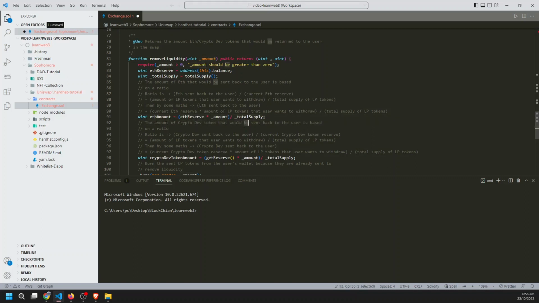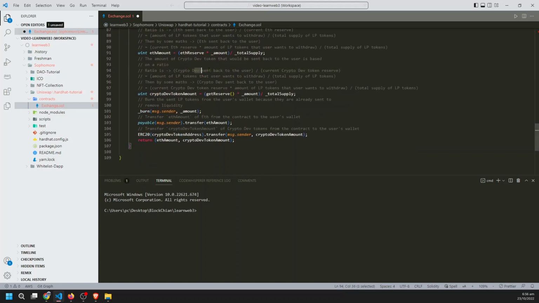The amount of crypto dApp tokens that would be sent back to the user is based on the ratio. The ratio is crypto dApp tokens sent back to the user divided by the current crypto dApp token reserve, equal to the amount of LP tokens that the user wants to withdraw divided by the total supply of LP tokens. Then crypto dApp sent back to the user is equal to the current dApp token reserve multiplied by the amount of LP tokens that the user wants to withdraw, divided by the total supply of the token.